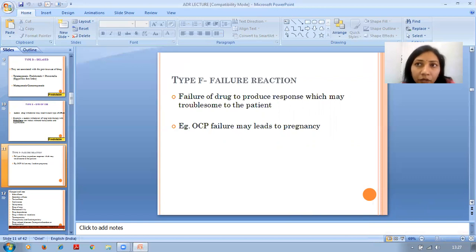Like to prevent the conception. But if a certain female patient is taking the OCP, and also takes an anti-tubercular drug or anti-epileptic drug like rifampicin or phenytoin, these are actually drug inducers. They induce the metabolism of contraceptive drugs. So its concentration in the blood decreases and the drug fails to prevent the conception. So here the purpose of the drug intake is not solved, and such type of problems come in type F.